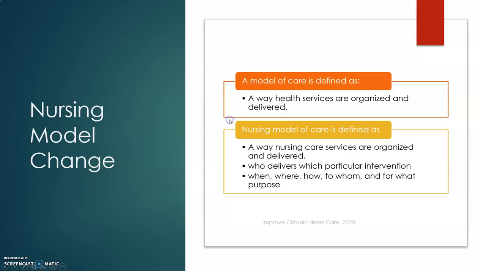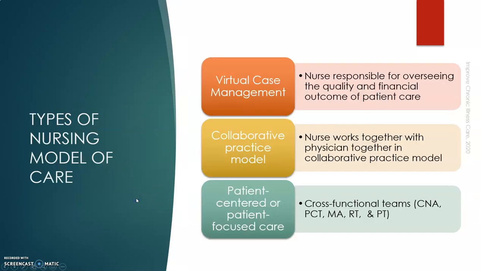Today we'll be discussing the week 3 assignment, the nursing model change, or the change in care delivery. So, what is a model of care? A model of care is a way a healthcare service or healthcare services are organized and delivered. And from that hierarchy, then you have the nursing model of care. A nursing model of care is the way nursing care services are organized and delivered: who delivers it, when, where, to whom, and for what purposes this care is being delivered.